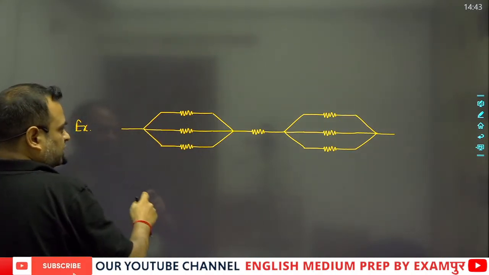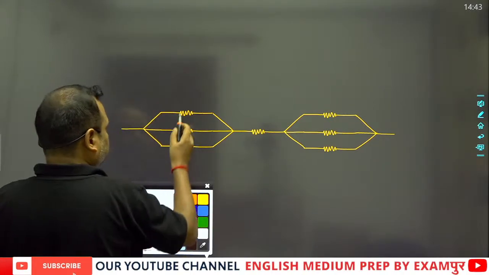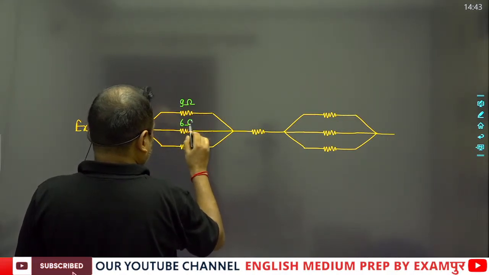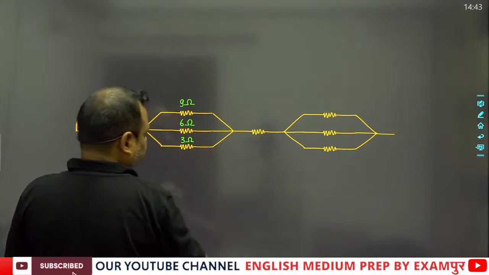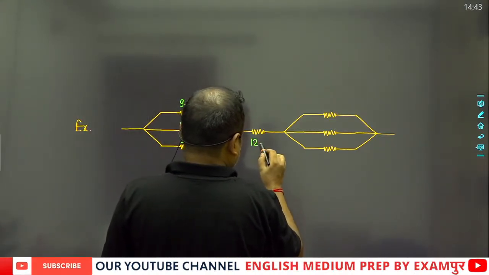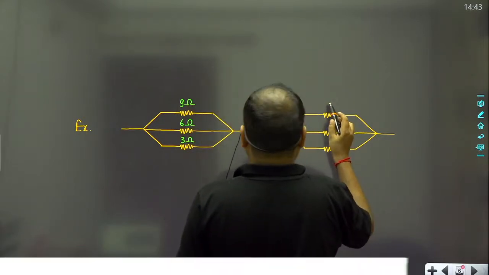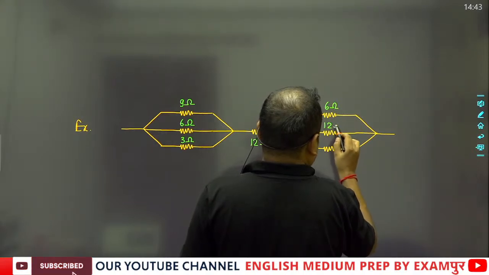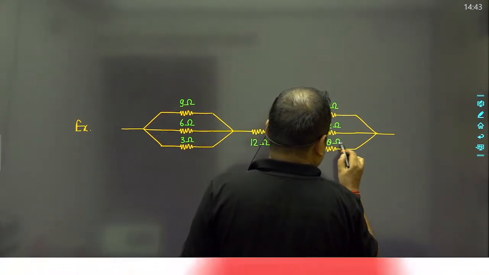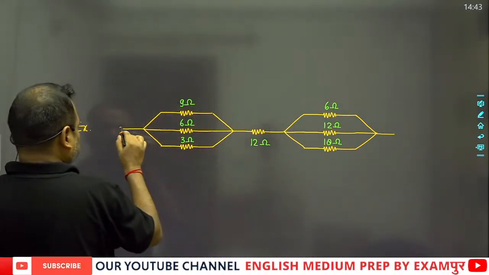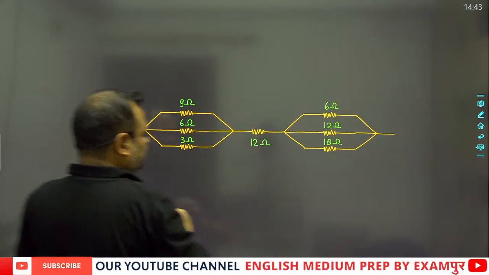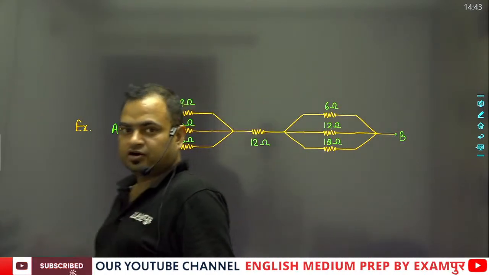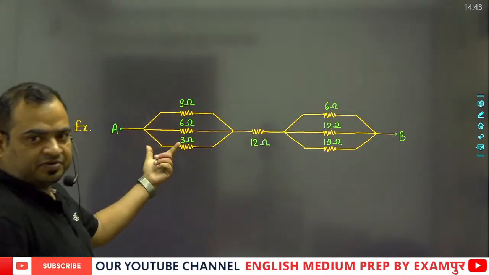Now you will have to find out the value of the total resistance. Suppose that this is 9 ohm, this is 6 ohm, and this is 3 ohm. So this is 12 ohm. Now this is suppose 6 ohm, this is 12 ohm, and this is 18 ohm. So what will be the total resistance between A and B? Suppose that this end is A and this is B.